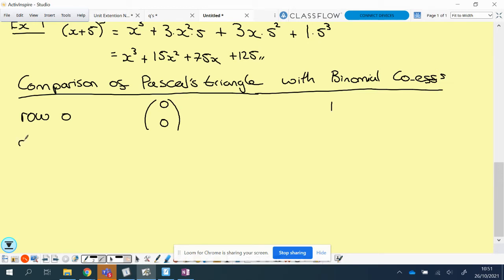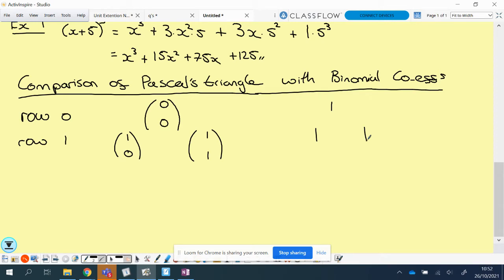Okay, if I go to row 1, so if I've got one object, then what I can do is either not choose any of it, don't choose that one object, so 1 choose 0, or I could choose one object, 1 choose 1. And that would be the values 1 and 1. There's only one way I could choose nothing of it, and there's only one way I could choose that one thing.